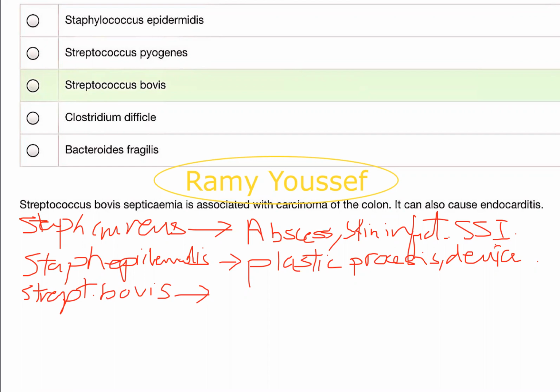Staphylococcus epidermidis is the second type of Staph, which will happen with any plastic prosthesis or device, like a urinary catheter, like a CVP, any plastic prosthesis inside, maybe in the heart valve, any plastic implant. Staph epidermidis will be the most common organism. We have what's called Strep bovis, and this is associated with cancer colon. If you do a colonoscopy and the patient goes to septicemia, it will be associated with Strep bovis, okay?